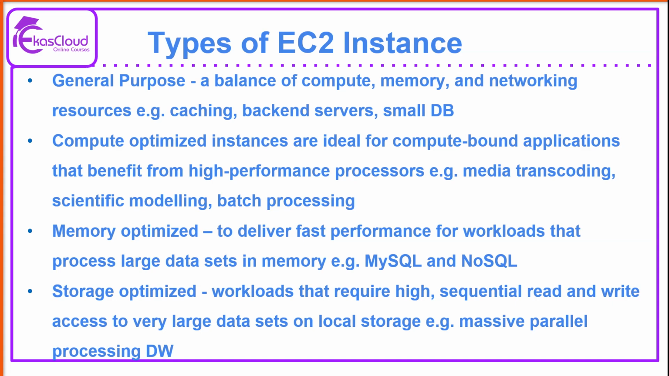We also have the memory optimized EC2 instance, which will help to deliver very high performance for workloads such as if you need to process large data sets. So if you've got MySQL or NoSQL work to be done, then this type of instance will be recommended for you. And lastly, we have the storage optimized EC2 instance, which is for when you have a requirement for high sequential read and write access to very large data sets, maybe on a local storage. So we're talking about massive parallel processing on a data warehouse.